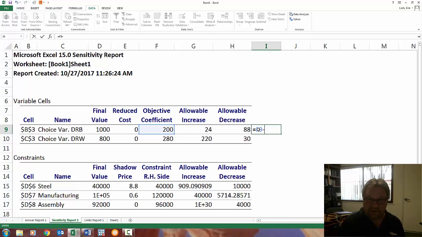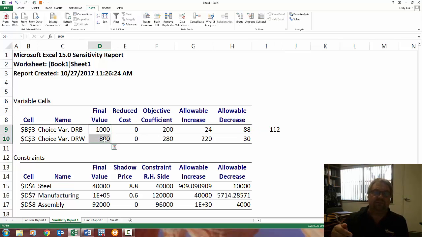So 200 minus the 88. So I can drop the profit contribution of the DRB to $112, and my production plan will not change. Of course, my optimal profit is going to fall, but my production plan will not change. So yes, can they do it? Definitely. They're still going to produce these many units, but profit will decline. Okay.